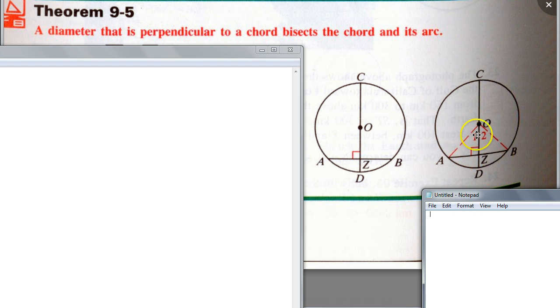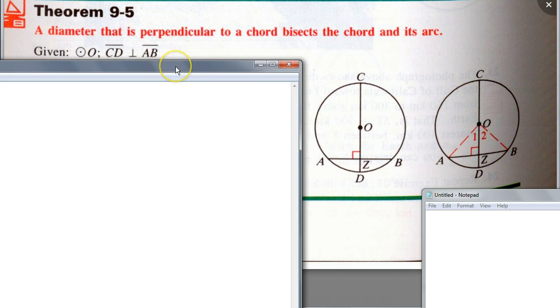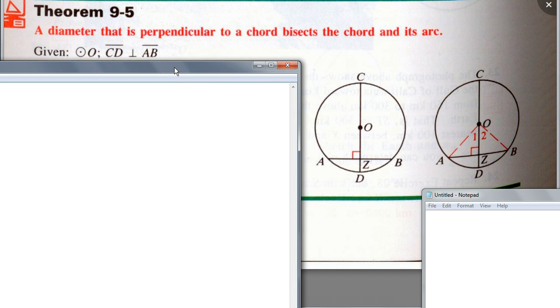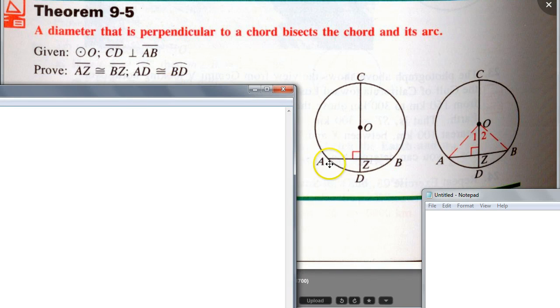So this might be helpful to you. So here's what's given. Do you see what's given to you right here? You've got a circle O, right? CD is perpendicular to AB. CD is your diameter. AB is your chord, right? If that's true, two things happen. The segment AZ is congruent to segment BZ, right? And also, the arc AD is congruent to arc BD, right? And here's, of course, how we're going to prove it. Think about how you would do this, okay?